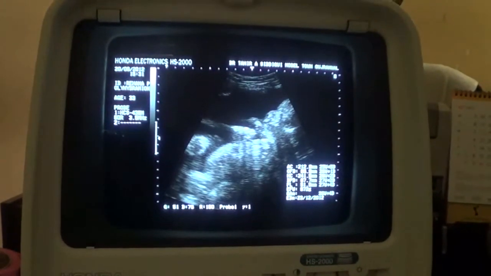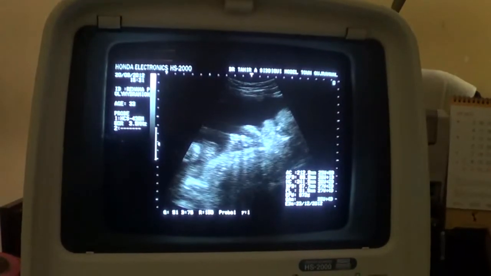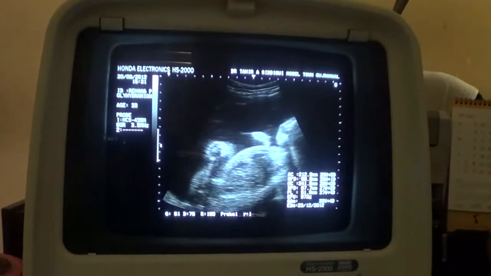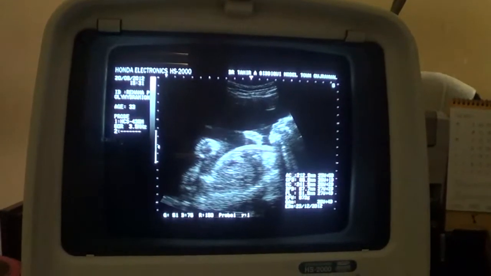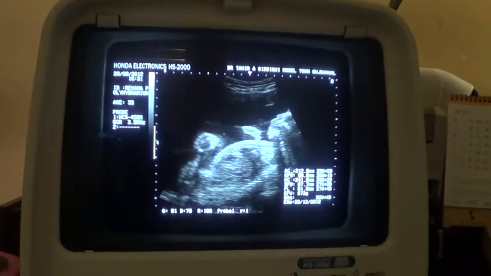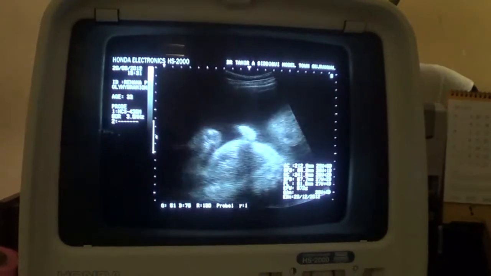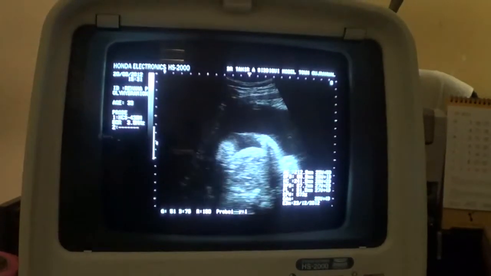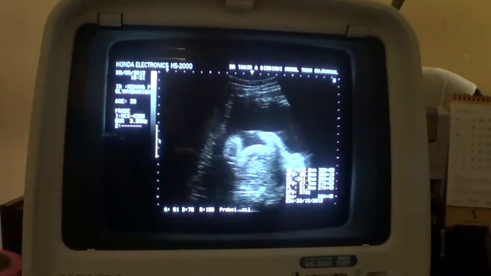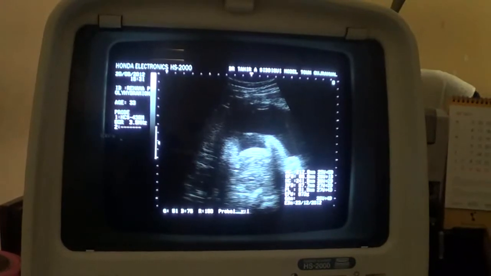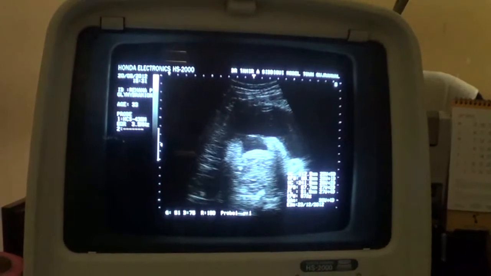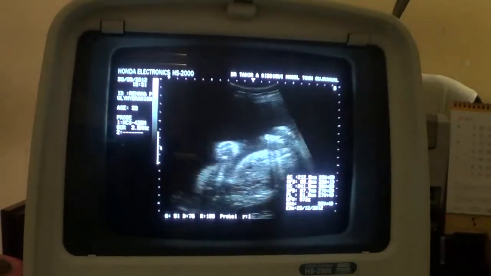Now I'm keeping the probe there, and we are not able to see any movement except when I move the probe myself. No fetal movement, no cardiac activity, no breathing. The little movement that you are seeing is because of the mother's breathing movement. Otherwise, the fetus is not moving. No movement of the limbs.